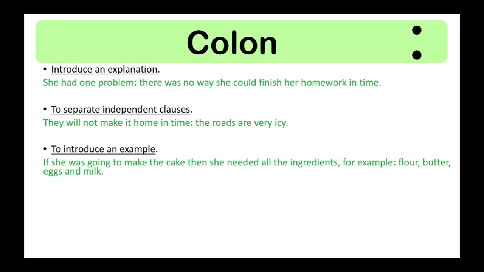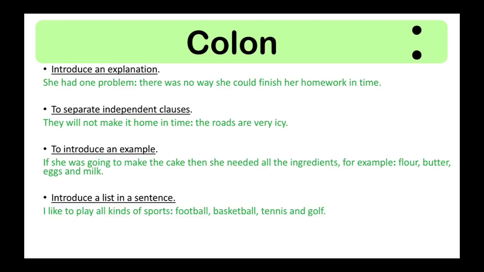An example of a colon being used to introduce a list in a sentence is, "I like to play all kinds of sports: football, basketball, tennis, and golf." Remember, when we have a list in a sentence, we always use a comma to separate the items in the list.